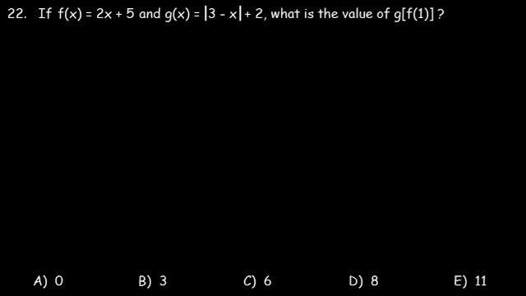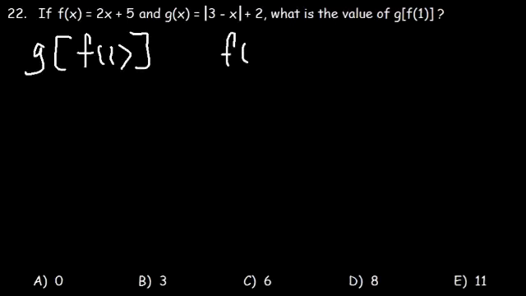22. If f of x is equal to 2x plus 5, and g of x is equal to the absolute value of 3 minus x plus 2, what is the value of g of f of 1? So here we want to evaluate a composite function. That's when one function is inside another function. So f is inside of g. So first, let's find out what f of 1 is equivalent to.